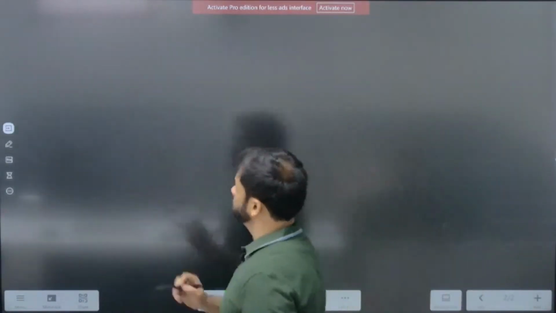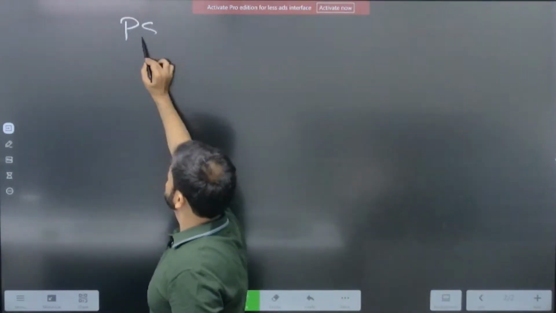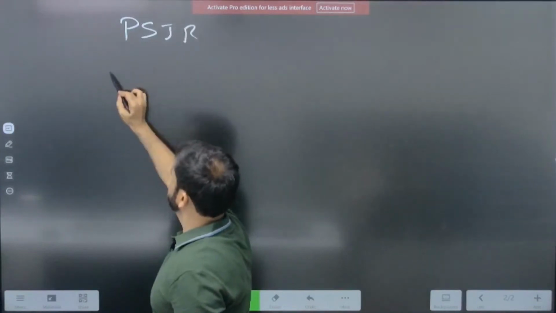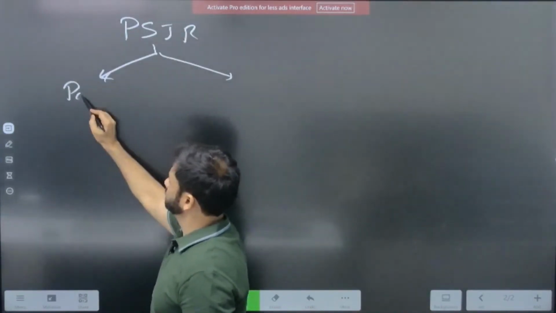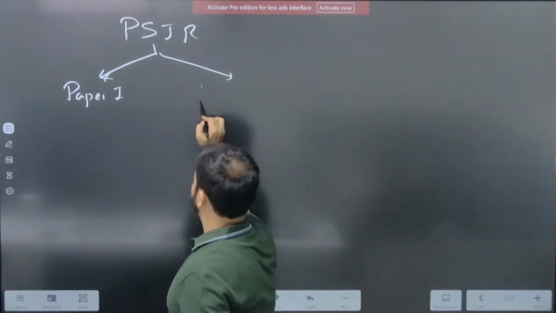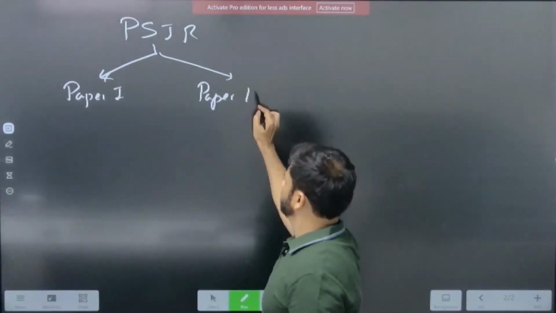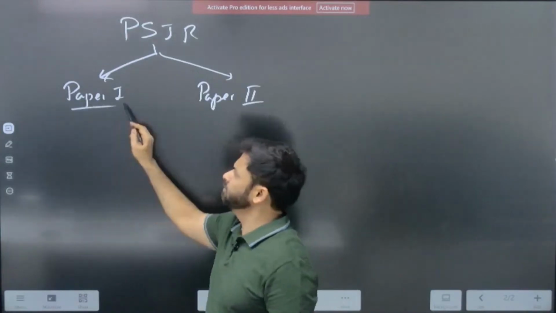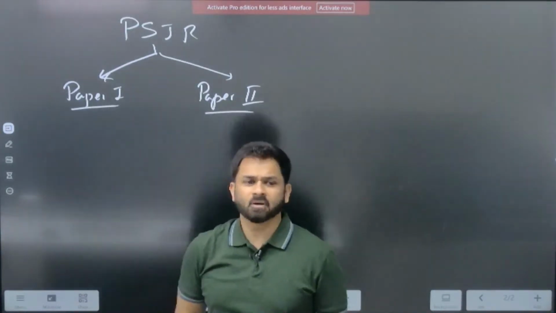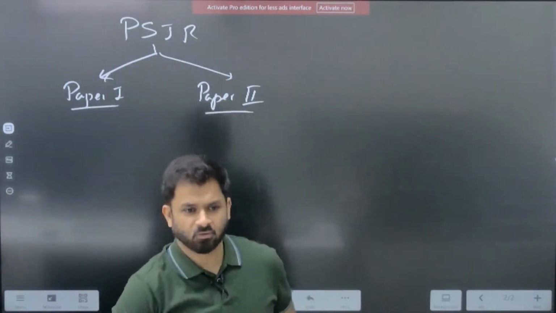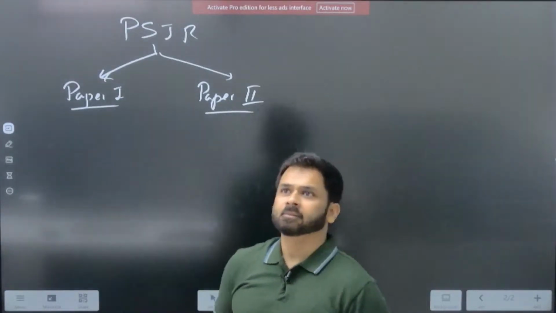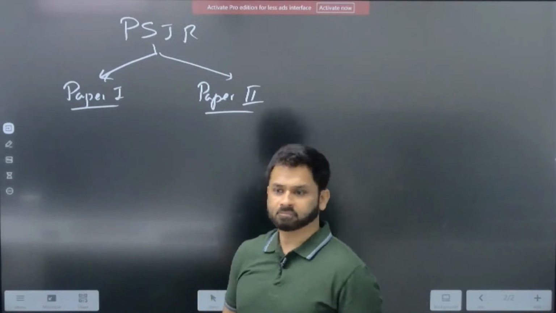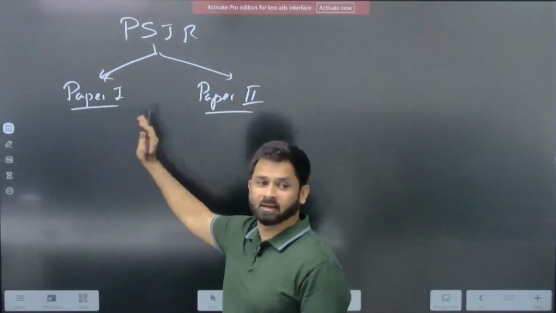So we are saying that we have this paper PSIR. In PSIR we have two papers, right? Paper 1 and paper 2. It will be a good idea if you also keep noting down things, okay? Because it will help you later on in organizing yourselves. It will definitely help you. So paper 1 and paper 2.